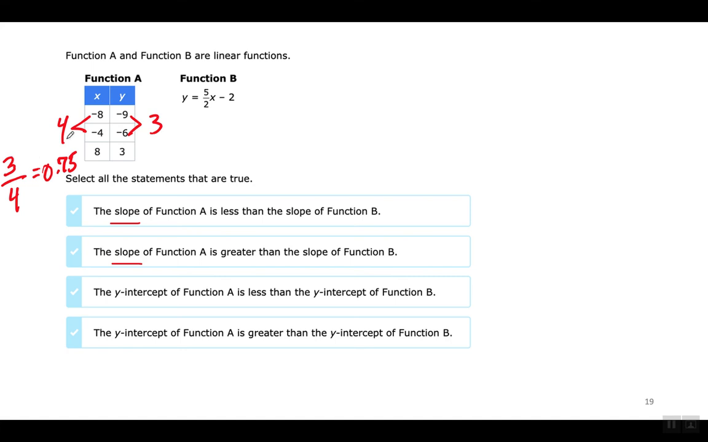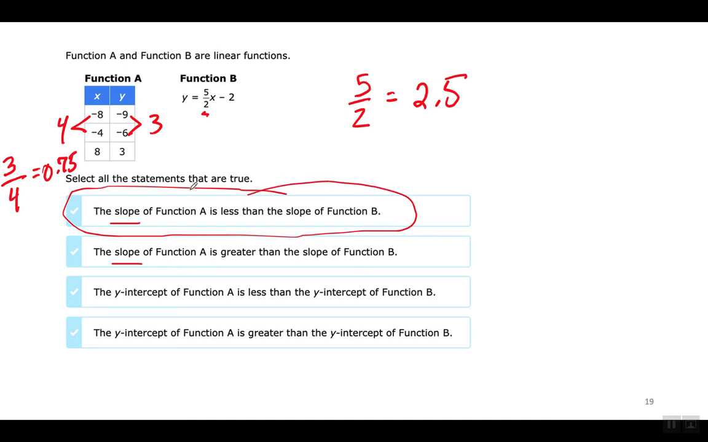El de arriba me da 3 sobre 4. La función A, cuando el slope me va a dar 3 sobre 4, que cuando lo divido me da 0.75. Y el slope de función B es 5 sobre 2, que cuando lo divido me da 2.5. The slope for function B is 5 over 2, which when I divide it is going to give me 2.5. So obviously the slope of function A is less than the slope of function B. El slope de función A es menos que el slope de función B.